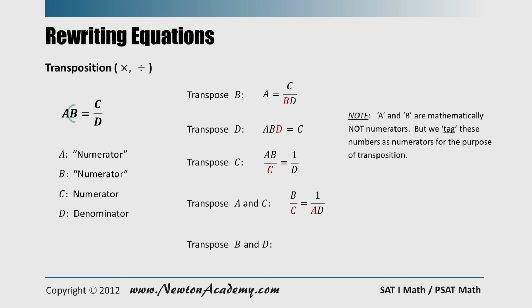Let's transpose B and D. Well, since B is a numerator, after you transpose it to the right, it becomes a denominator. And since D is a denominator, after the transposition to the left, it becomes a numerator. So AD equals C over B. Now you're ready to rewrite equations rather quickly. Let's begin.